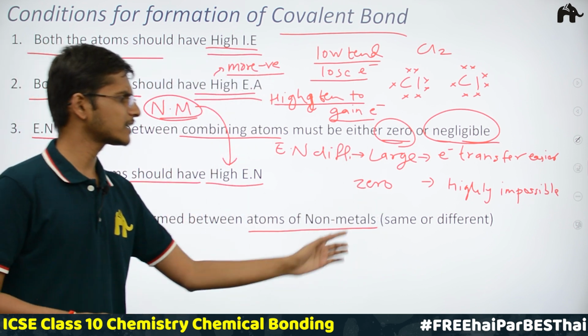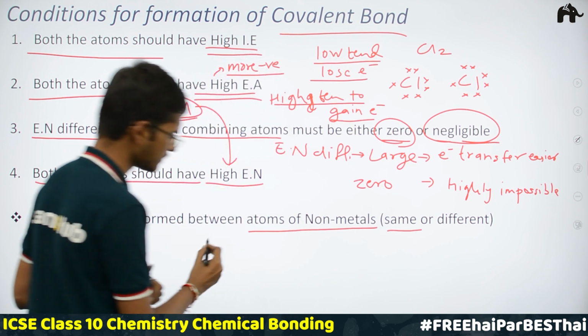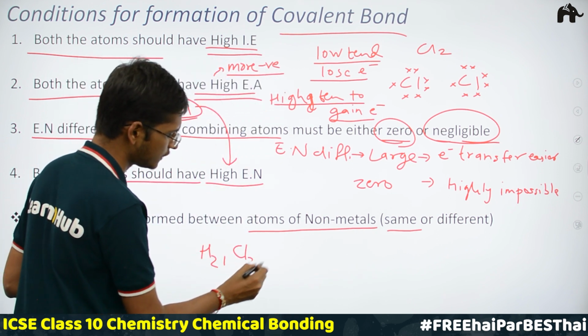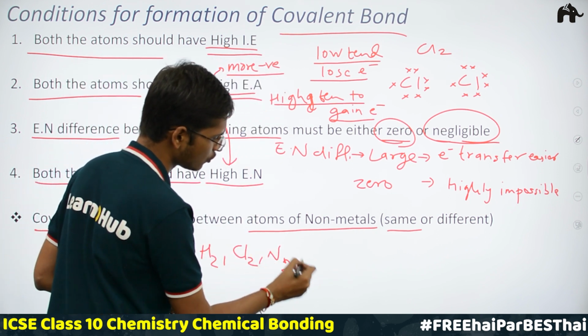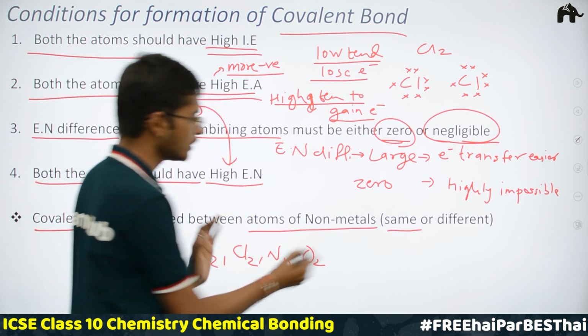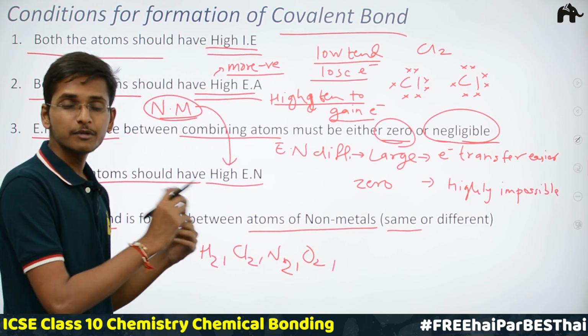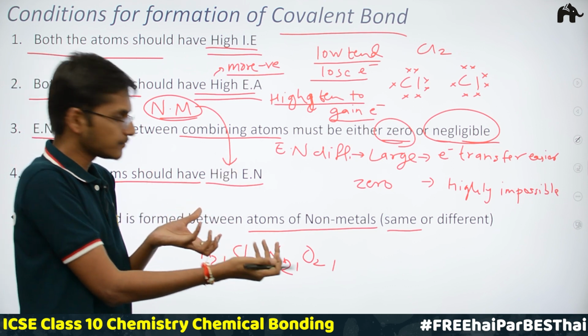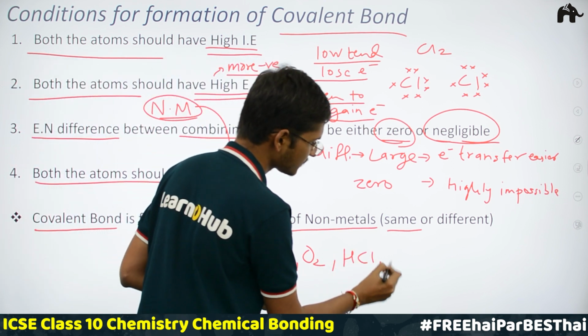Now these atoms of non-metals can be the same, just like in this case you have studied H2, Cl2, N2, O2. You have studied the orbit structures of these covalent molecules. Or the covalent bond can be between atoms of different non-metals, just like HCl, NH3.